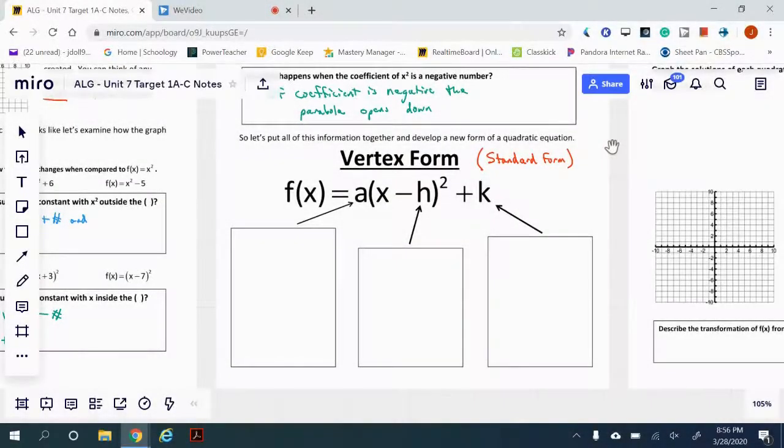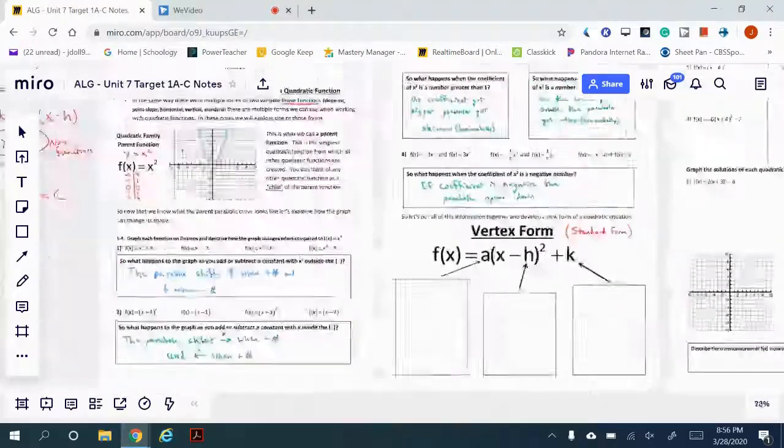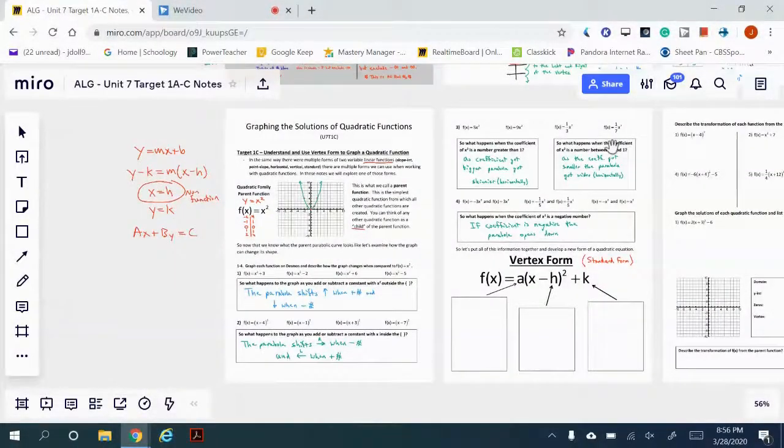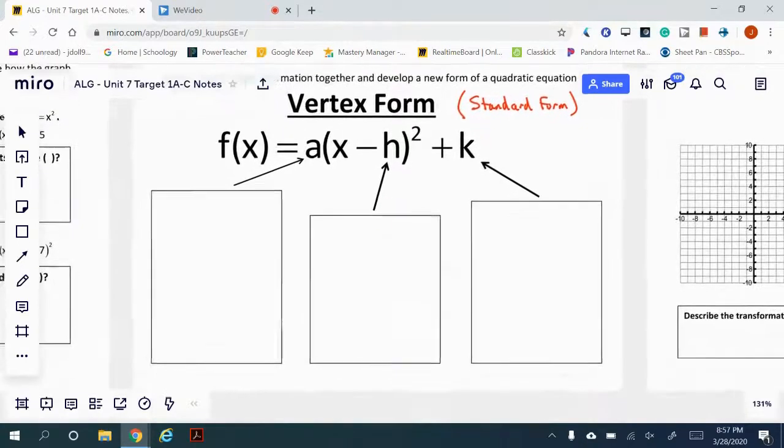All right. So in video number 2 here, we're going to take the information that we compiled using Desmos, comparing all of these child functions to the parent function, and actually define this new form of a quadratic function, vertex form. Now, just like general form was founded upon three specific values, A, B, and C, vertex form is going to be founded on three specific values as well, A, H, and K.